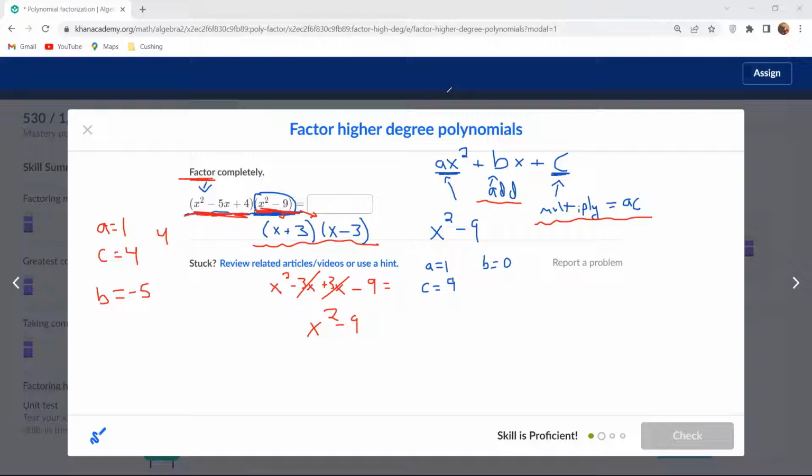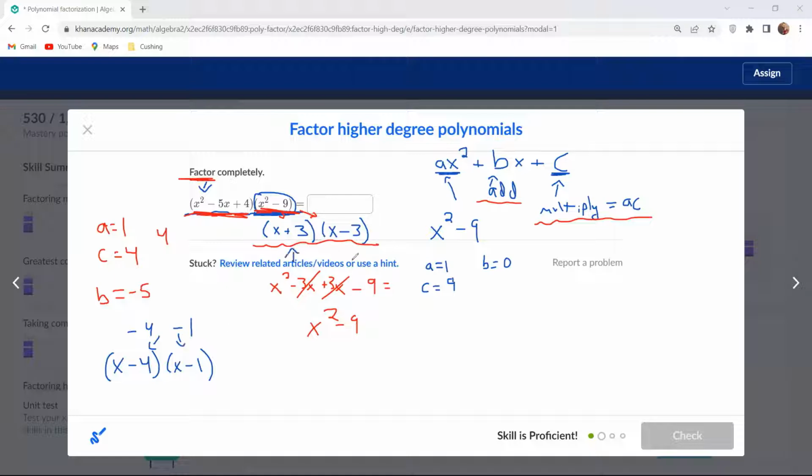So take a sec, pause it, get those numbers. Looks like the numbers should be -4 and -1, right? Because -4 times -1 is +4. -4 plus -1 is -5. So we're going to factor this as x minus 4 times x minus 1. And you'll notice that the two numbers we came up with, we can just slap them right into our linear factors.